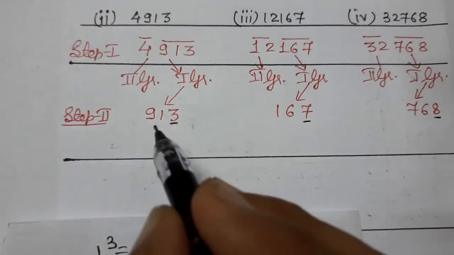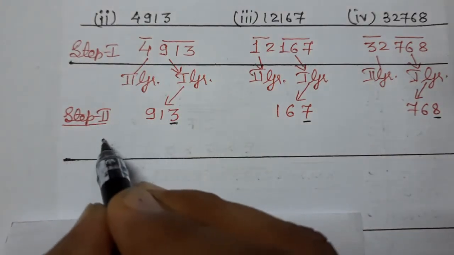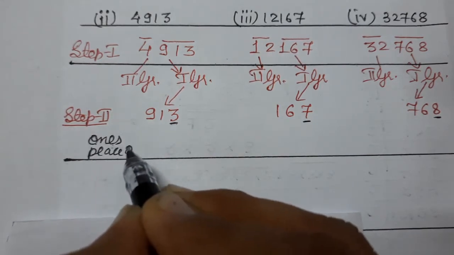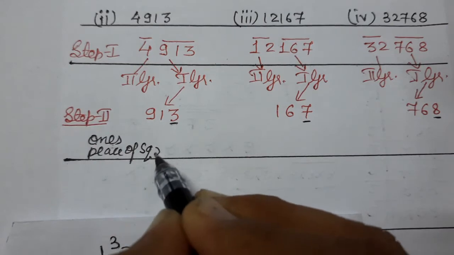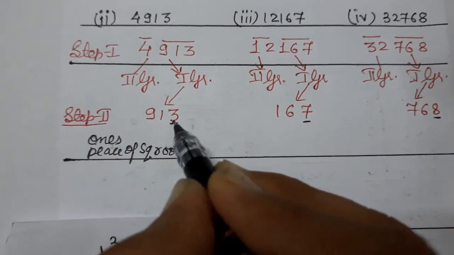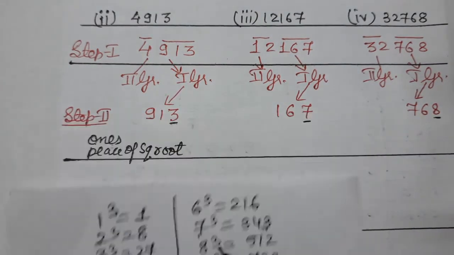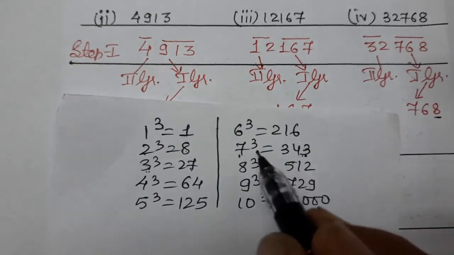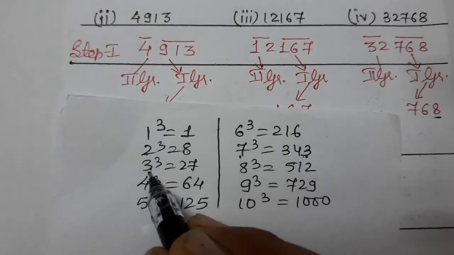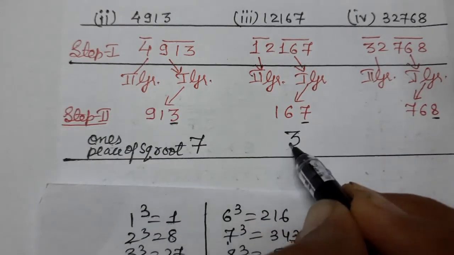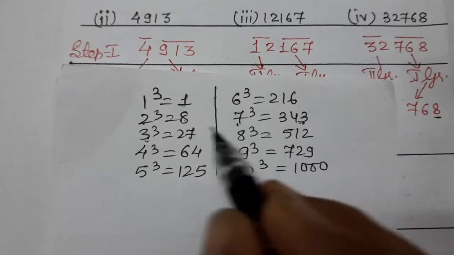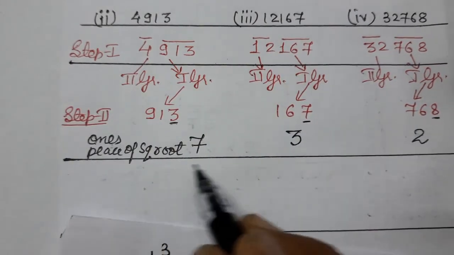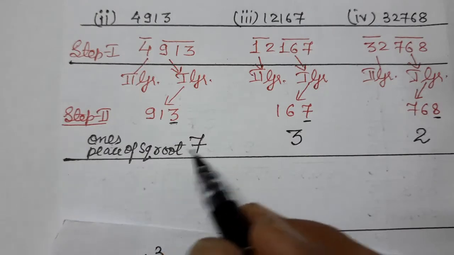So write the ones place of the cube root. The ones place of the cube root is here 3, so 3 will end with 7. So here it is 7. Here 7 is there. So for 7 देखो, सर्च करो. 7 के लिए क्या है? 3. So here it is 3. And 8 का सर्च करो. 8 का कितना है? 2. So these are the ones places of the cube root of the given numbers.